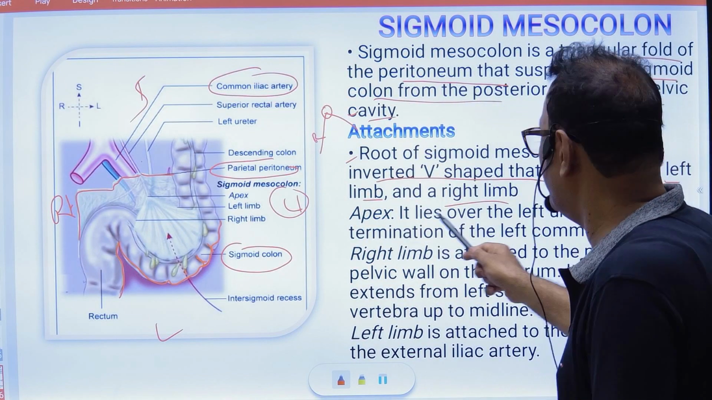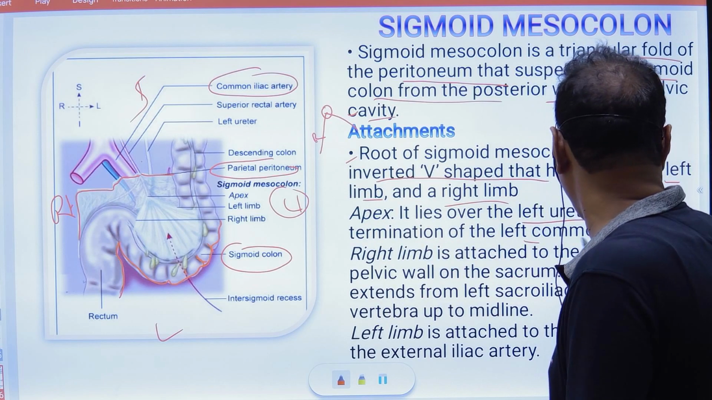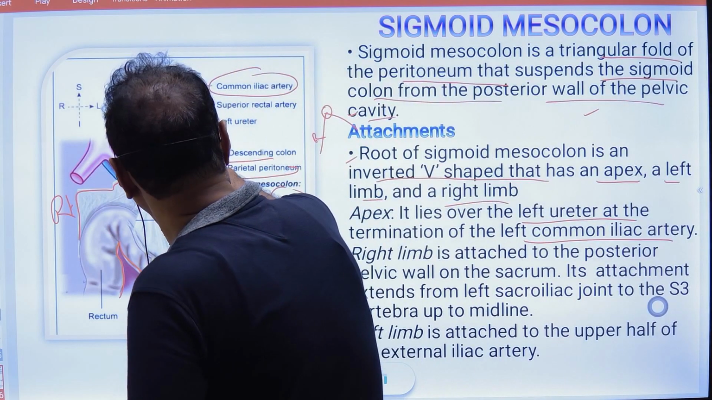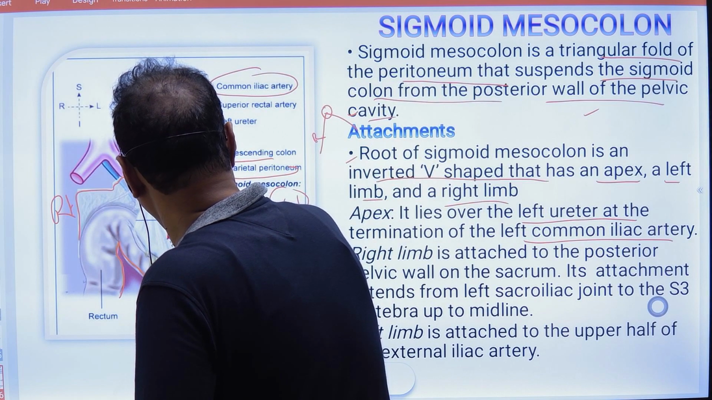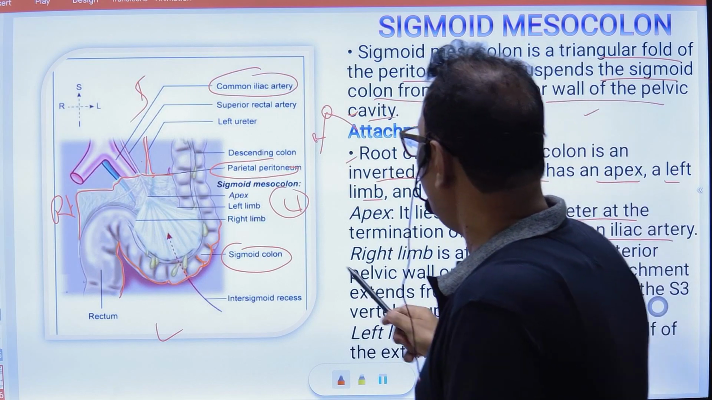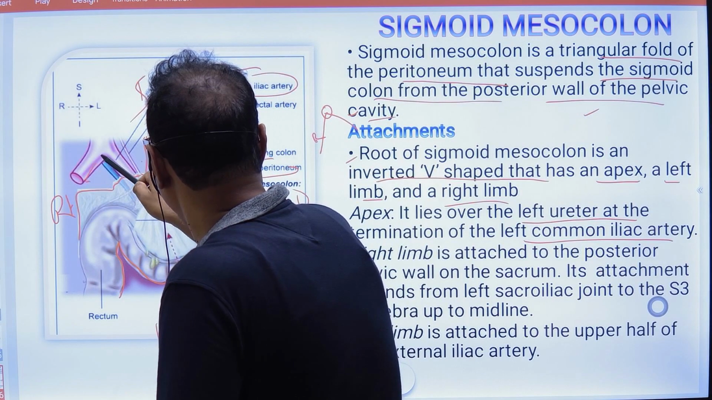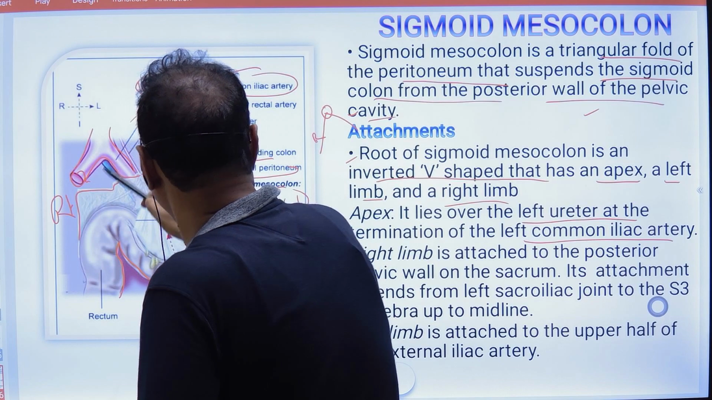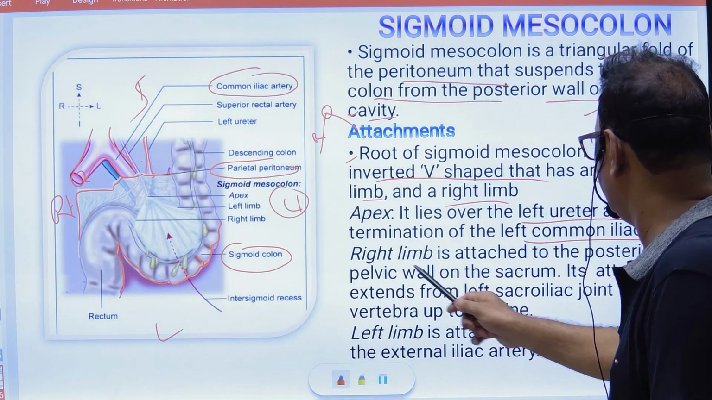The apex lies over the left ureter at the termination of the left common iliac artery. This is the apex, and this is the ureter over here. The apex is lying over here, at the level of the termination of the common iliac artery. This is the common iliac artery, and it is terminated at this level. You can see its apex lying over here.